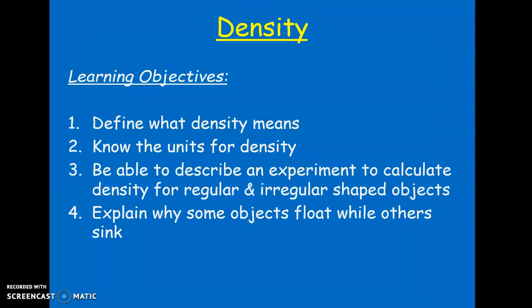So today's lesson is about density, and you've got the fact book in front of you with density. There's about six or seven facts in that. I'd like you to think of this lesson as answering or reinforcing those facts. So by the end of the lesson, you'll be able to define what density means. You'll know the units for density. You'll be able to describe some experiments to calculate density for regular, irregular objects and liquids. And you'll be able to explain why some objects float while others sink.